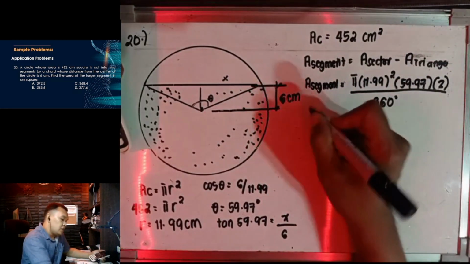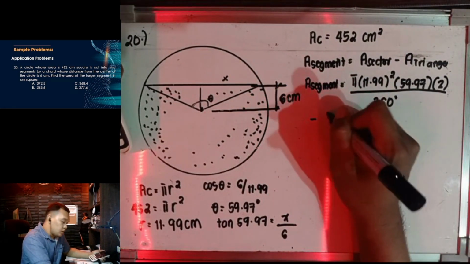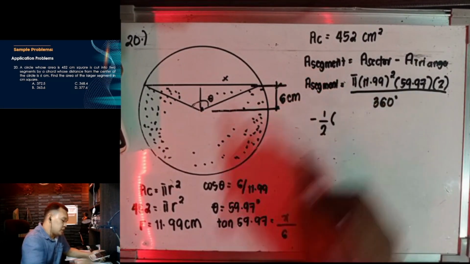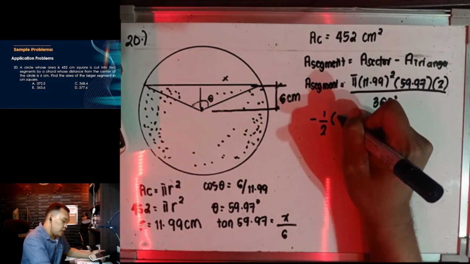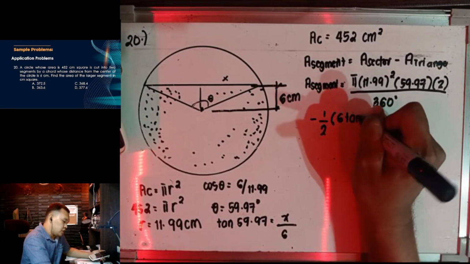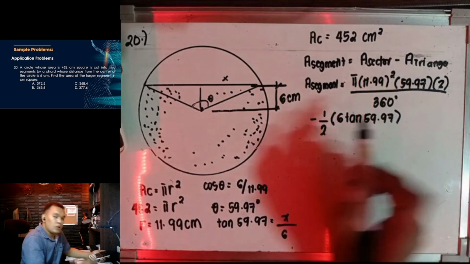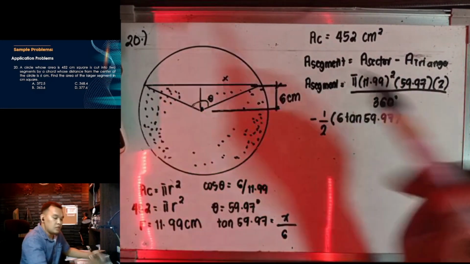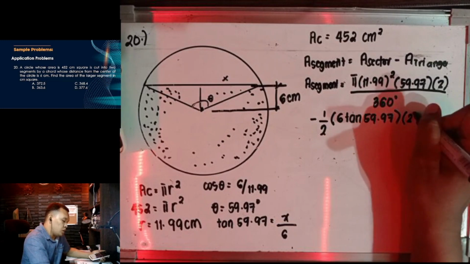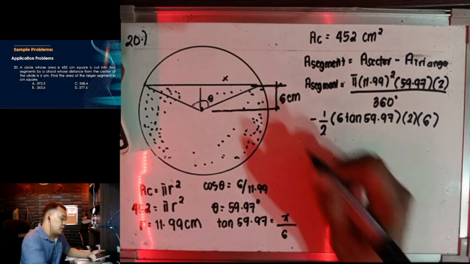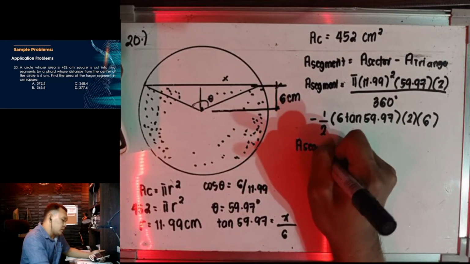Then, minus 1/2 area ng triangle, base times height. So, si base natin is ito. So, we have here 6 tangent 59.97 times 2 kasi nga dalawa yon, ditong side at itong side na to, times 2 times the height, which is 6 centimeter.